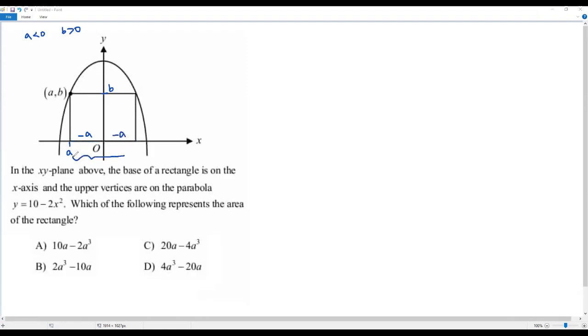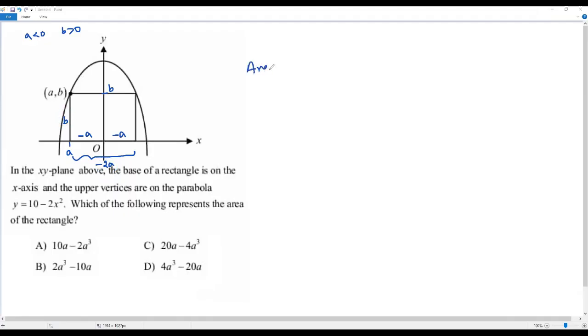Now let's consider the length of this rectangle. We have to add these two quantities. When I add them, I get negative 2a. So the length of the rectangle is negative 2a. Now to get the width of the rectangle, that is the length of this vertical line segment, we have to consider the y coordinate of this point. The y coordinate is positive because in the second quadrant, y is positive. So we can consider this y coordinate as the length of this vertical line segment, which is the width of the rectangle. Negative 2a is the length of the rectangle and b is the width of the rectangle.